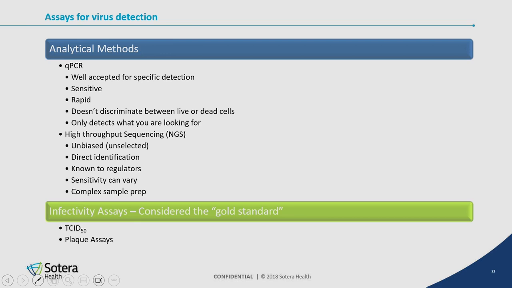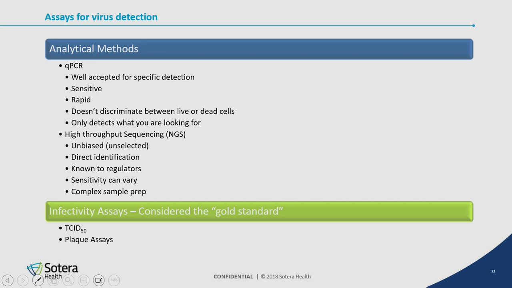With high throughput sequencing, it's unbiased, so it's unselected. It can do direct identifications. It's well known to regulators, and it's very much pushed in the ICH document as well. The sensitivity can vary a little bit, and there's a little bit of a complex sample prep, so some additional prepping up front that has to be performed.